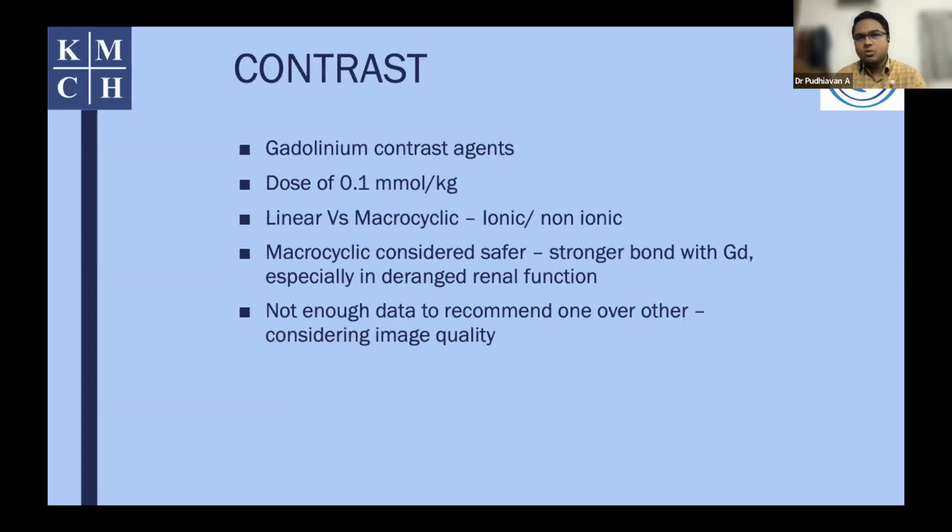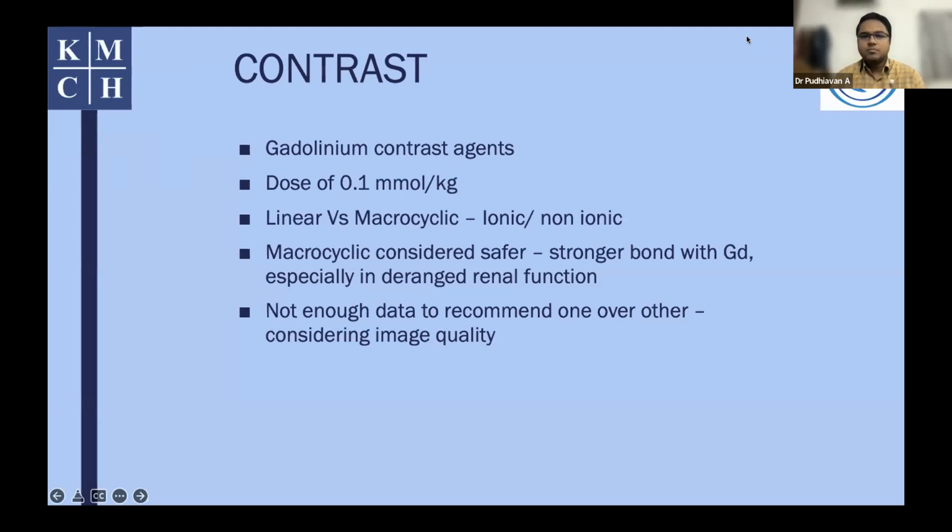Before I go into the post-contrast sequences, a little bit about the contrast agent that we use for cardiac MR. We use a gadolinium-based contrast agent in a dose of around 0.1 to 0.2 millimole per kilogram. The recommended dose is 0.1 millimole per kilogram for cardiac MR applications, though some studies have gone up to 0.2 millimole per kilogram. As you all know, there are two types of gadolinium-based contrast agents, linear and macrocyclic agents, and these can be either ionic or non-ionic.